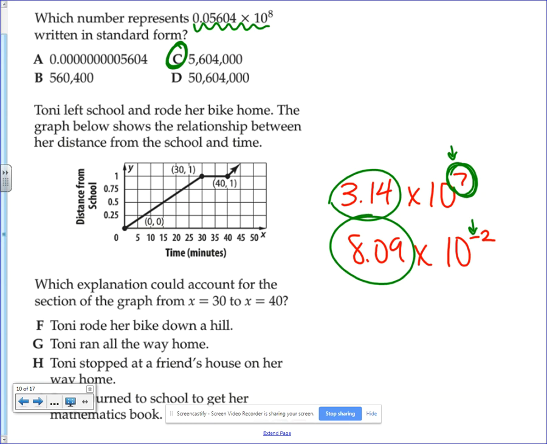Okay, so I want to know the explanation of the graph from x equals 30 to x equals 40. So go to where x is 30. Go to where x is 40. I want to look at the graph between those two times. Does everybody see it? It's a horizontal line, isn't it? So I want you to read your choices, F, G, H, and J, and decide what that horizontal line means.